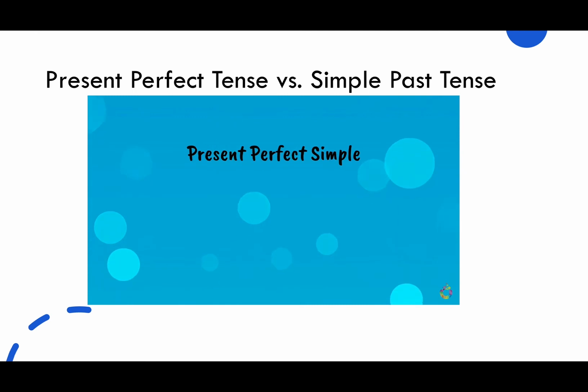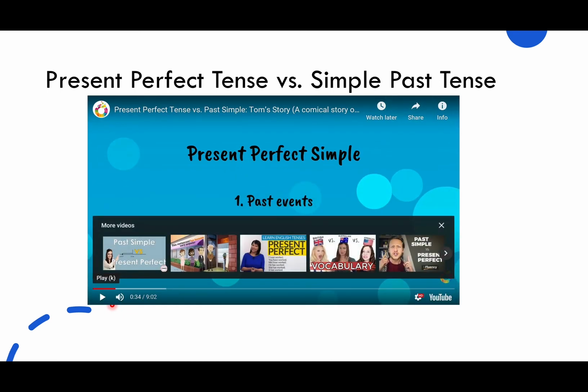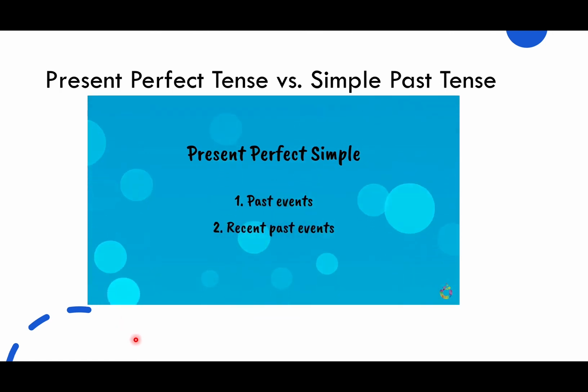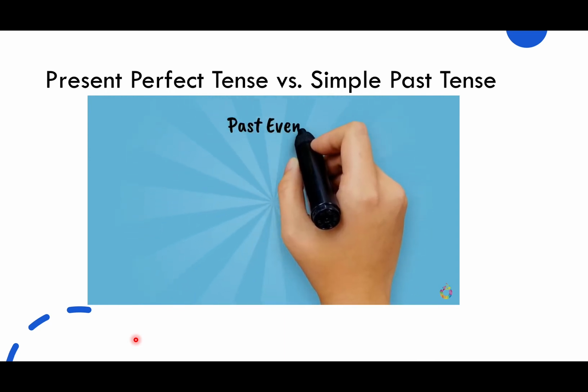The present perfect simple has 3 functions. We use it to talk about past events, recent past events and unfinished states. The first function is talking about past events.